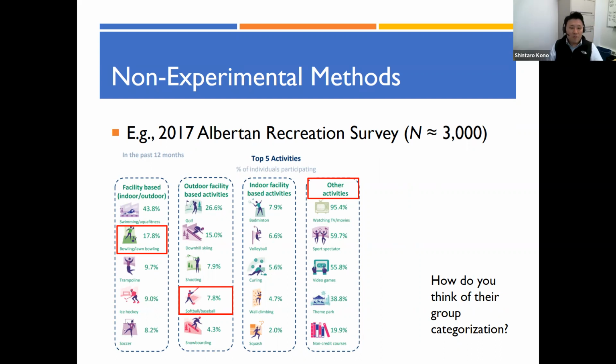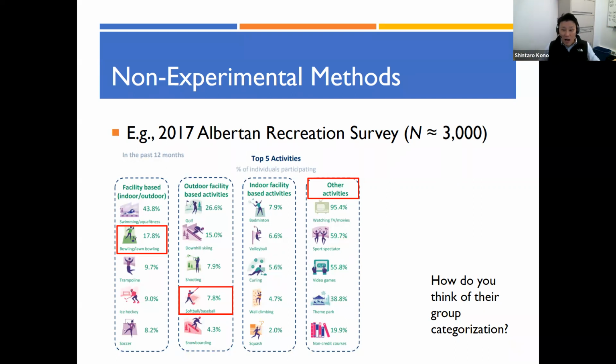Anyway, outdoor facility-based activity. Now this one is also a little bit strange. Golf, downhill ski, shooting, and snowboarding make sense. But then there's softball and baseball, which are typically inside a city, right? Golf is a little more, I wouldn't say wilderness, but it's surrounded by woods and more nature. Indoor facility-based activity like badminton, and then finally, other activity.